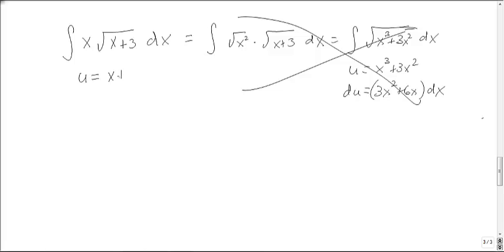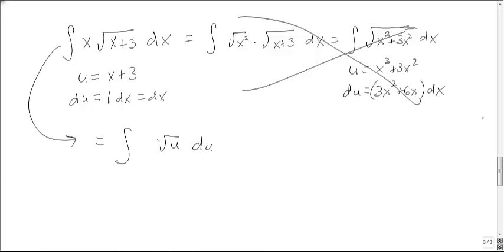This looks almost too simple here. So I'll do u equals x plus 3. Well, then du is 1 times dx, which is just dx here. So du is dx. Hardly looks like we're doing anything at all, but let's see what happens. Now we've got that x. Let's worry about that in a bit. Square root of x plus 3 is square root u. dx is du. But then we have this x here. So what's x in terms of u?